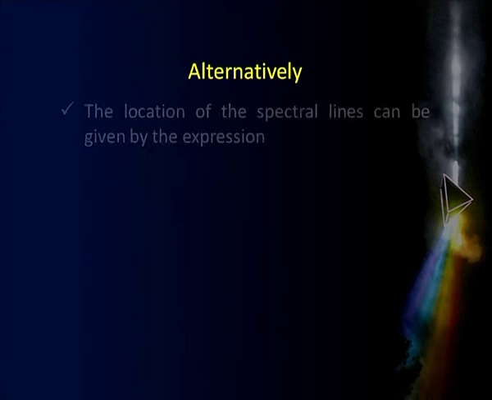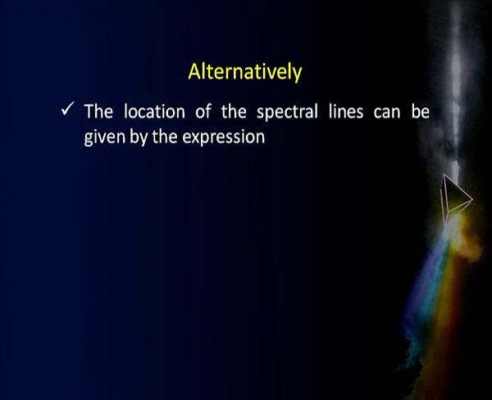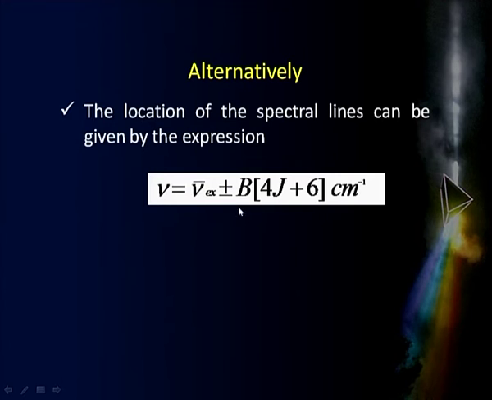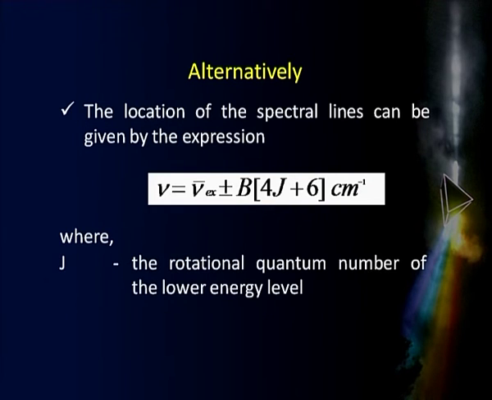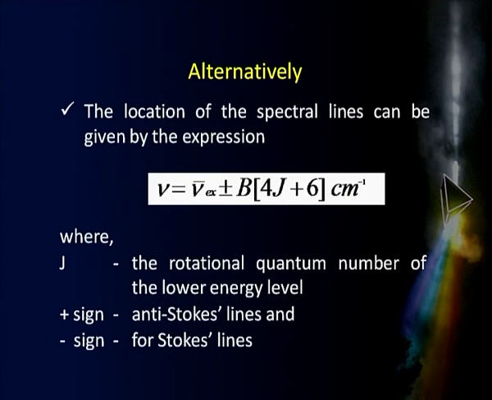Alternatively, we can do the location of spectral lines with the following expression, where nu happens to be nu excitation plus minus B into 4j plus 6 centimeter inverse. But in this case, we have got some specifications to be clarified here, that is j is the rotational quantum number of the lower energy level. That means, whether I am talking about excitation or emission, in both the cases I have to take j to be the one which is lower in number, and plus sign will give me anti-Stokes lines and minus sign will give me Stokes lines. We can just work it out, it will come out to be the same as what we had earlier. So, that is an alternative way of locating the signals in the rotational Raman spectrum.